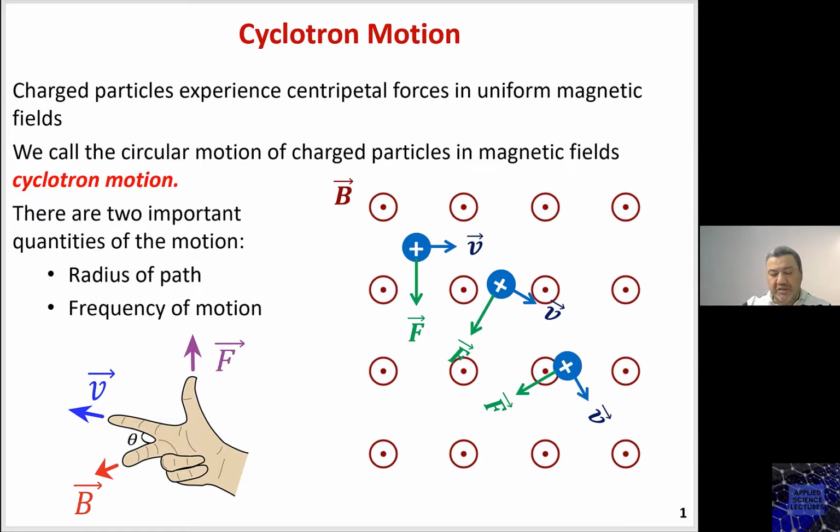The cyclotron motion is a circular motion that happens due to the existence of a charged particle that has a velocity perpendicular to the magnetic field. In this case, if you apply the right hand rule, you can see that the force would be pointing downward and it is perpendicular to the velocity. This motion is going to create a circular motion, and there are two important quantities that we can calculate. The first one is called the radius of the path, and the second one is the frequency of the motion.